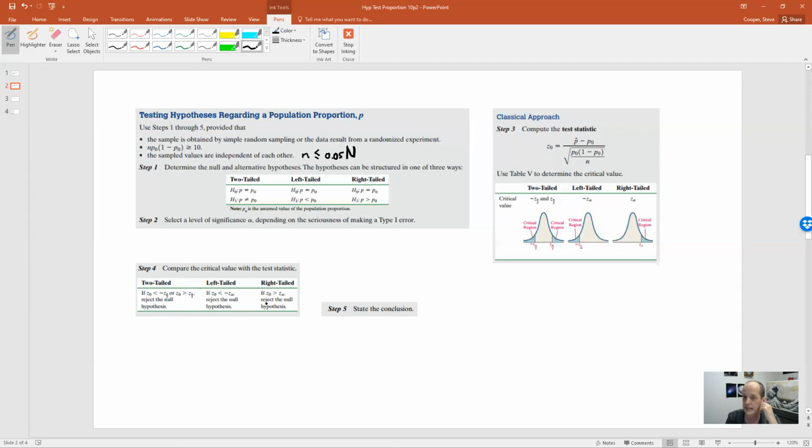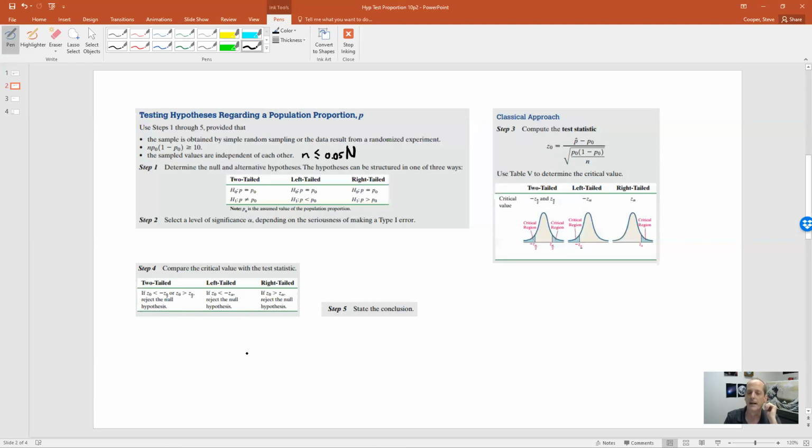For the left-tailed test, we're just looking to see if Z0 comes in below negative Z alpha, standard deviations away from the mean, and right-tailed, positive Z alpha. And then we'll state a conclusion. If these are true, here's what we do. We reject the null hypothesis. If they're false, then there's not evidence at that level of significance.